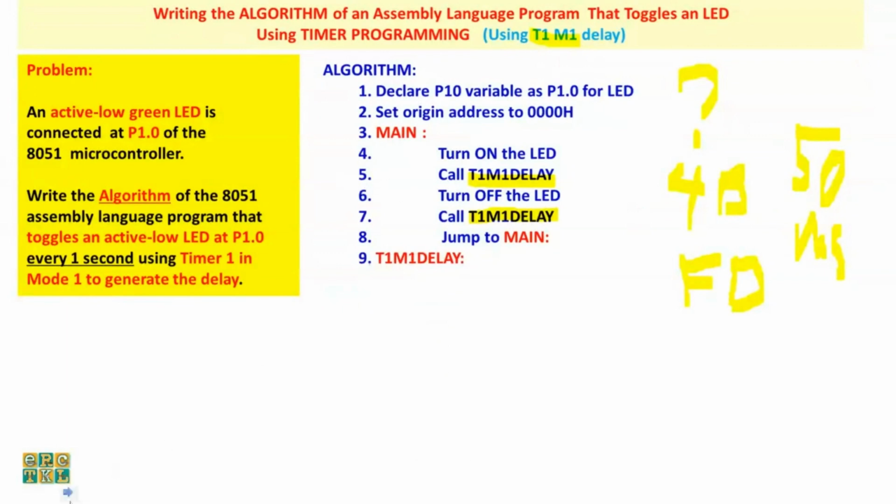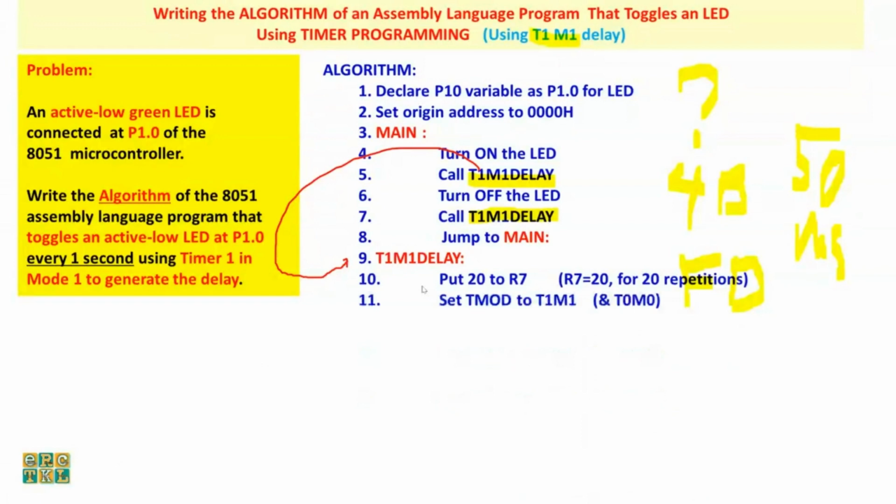So before, I only wrote delay. Now, I write T1 M1 delay. So the spelling changed, only the spelling, but this will call this one. So what's number 9? Is it difficult? Maybe, because before, it's only delay. Now, it's T1 M1. Number 10, look, R7, this one. Before, we put 40, right? Remember, the 50 milliseconds.